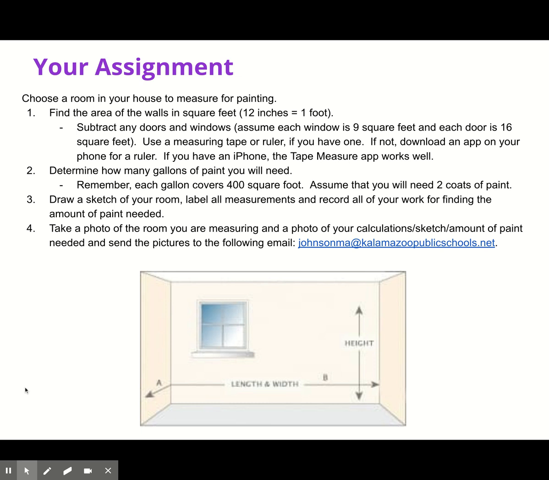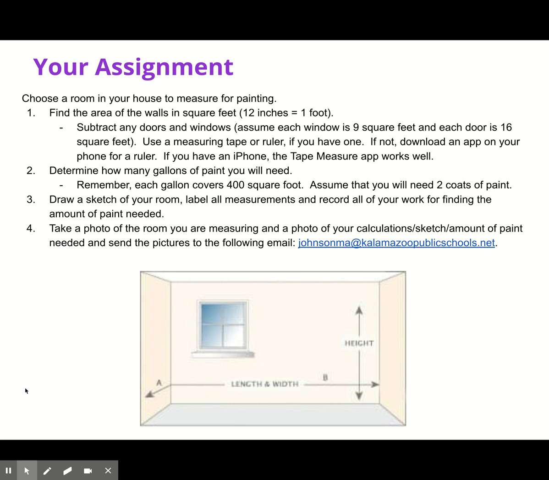You're going to choose a room in your house to measure for painting. The first thing you're going to do is find the area of the walls in square feet. Now remember, 12 inches is also the same as 1 foot. As you saw in the video, we also need to subtract any doors and windows. So for this assignment, you don't need to measure those. Just assume that each window is 9 square feet and each door is 16 square feet.